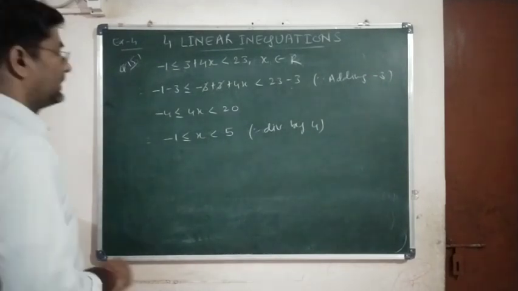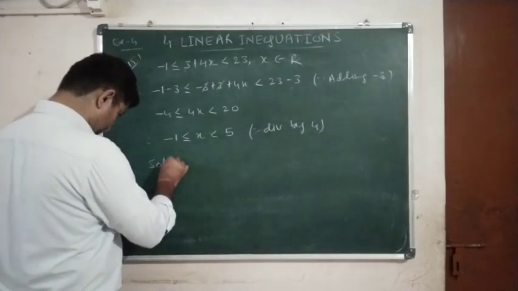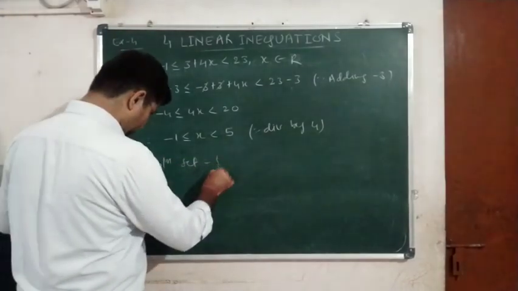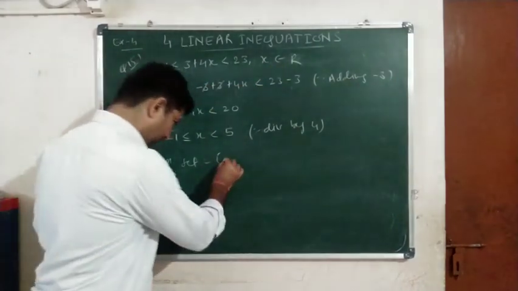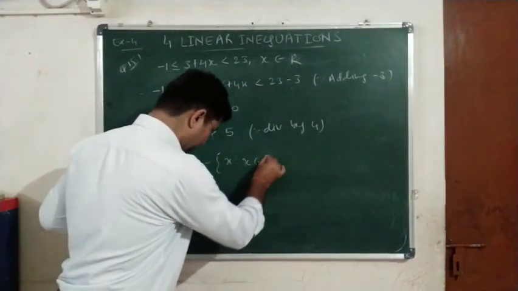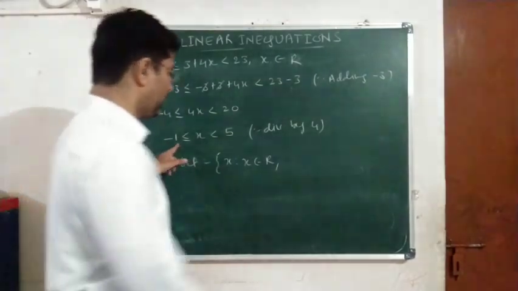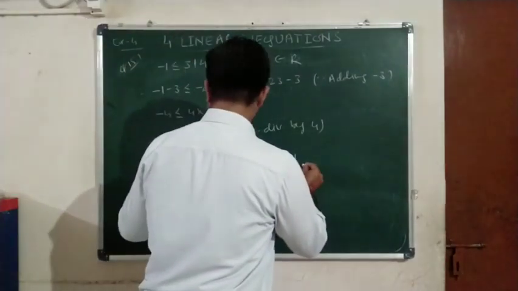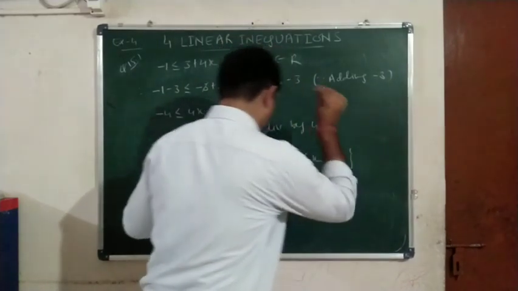Okay, now we can represent. Now first we'll write down the solution set. So the solution set will be written in the set builder form. The replacement set is R. How to write? We know that x belongs to R. This is a common statement we will write down, and then we'll put this condition which we have obtained: minus 1 is less than or equal to x is less than 5.